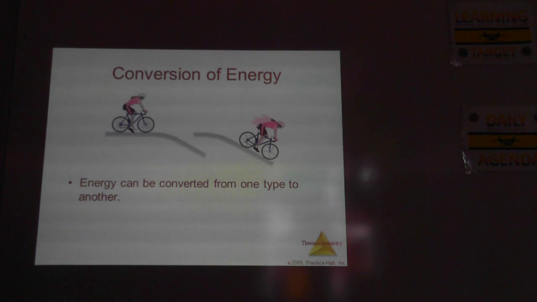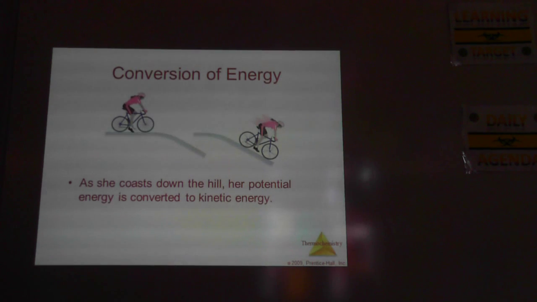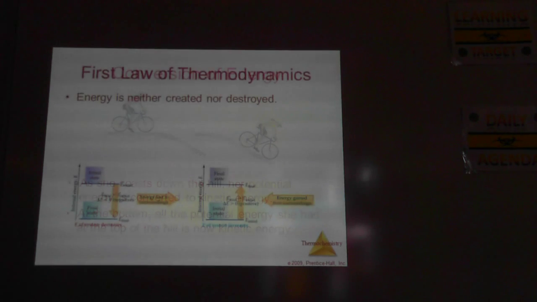Okay, and so energy can be converted from one type to another. Here we see the example of converting from potential to kinetic energy. Okay, so the cyclist has potential energy at the top of the hill. As she begins to move down the hill, her potential energy is converted into kinetic energy. At the bottom of the hill, all of her potential energy will be converted into kinetic energy, and because she's not any distance off of the ground, she will no longer have potential energy. It will all be transferred into kinetic energy.